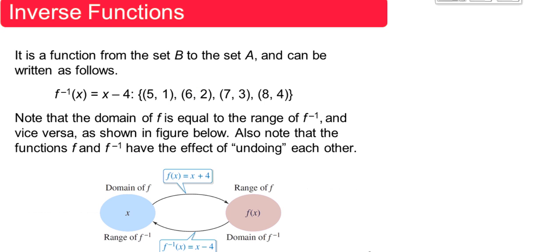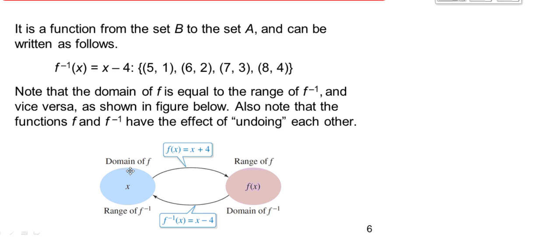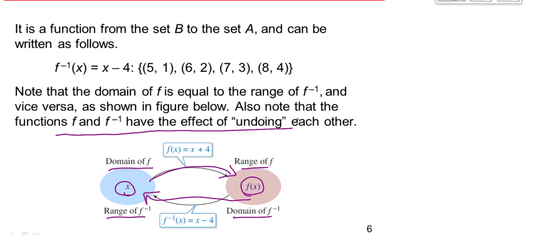Thinking about the same situation for a moment, if x is in the domain of f, then we find its range value, f of x. Then if we look at the inverse, this is now going to be the domain, and it goes over here to the range. So they work back and forth. The functions f and f inverse have the effect of undoing each other.